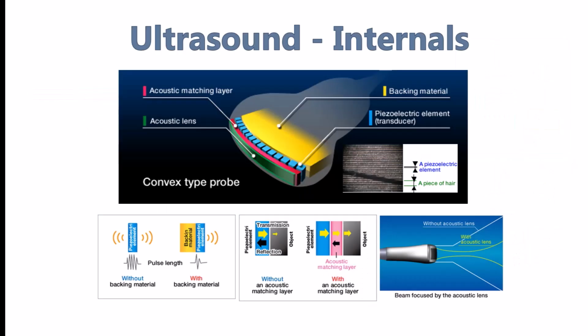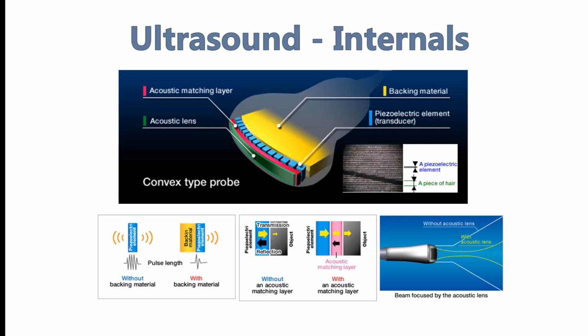Let's take a look at the internal components of an ultrasound probe. Here we have a convex type of probe demonstrated. There are many types of probes and different frequencies that they utilize. But you'll see that we have a backing material, and then inside the probe we also have the piezoelectric element, which is known as the transducer. This is coupled to the acoustic lens and the matching layer.